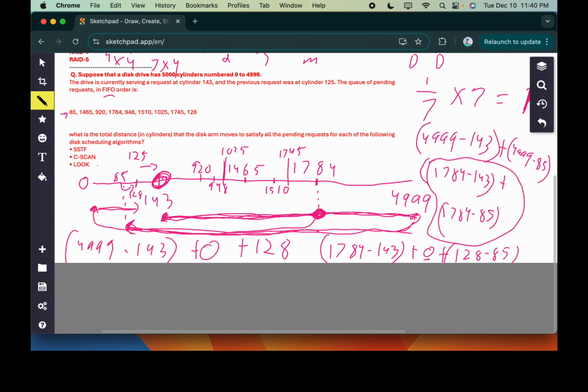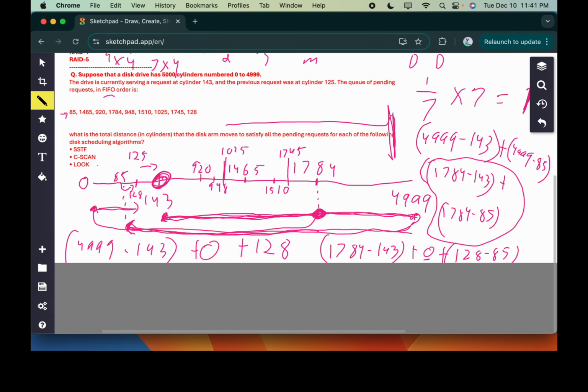Any questions? I have a quick question. I know in the first question of the practice exam, for scan, we did not go all the way to the end, but for this part for scan, we did. So what is the keyword to look for in the question?